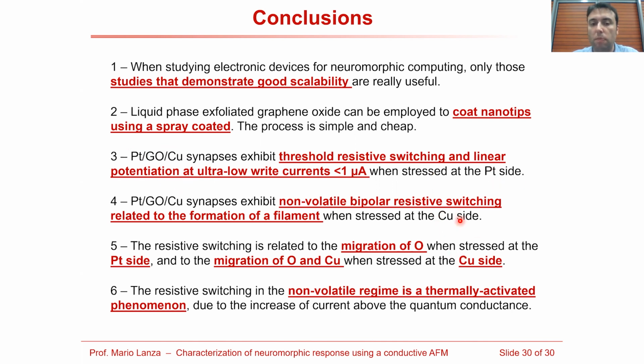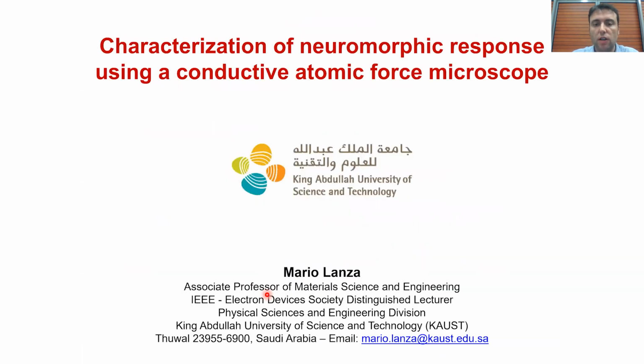When we apply the stress at the copper side, we can observe non-volatile bipolar resistive switching, which is related to the formation of a filament. We also can conclude that the resistive switching is related to the migration of oxygen when the stress is applied at the platinum side, which is threshold type resistive switching, and when we apply the stress at the copper side, the resistive switching, which is non-volatile, is produced by the migration of both oxygen and copper. And finally, the resistive switching in the non-volatile regime is a thermally activated phenomenon. So that is all for my presentation.